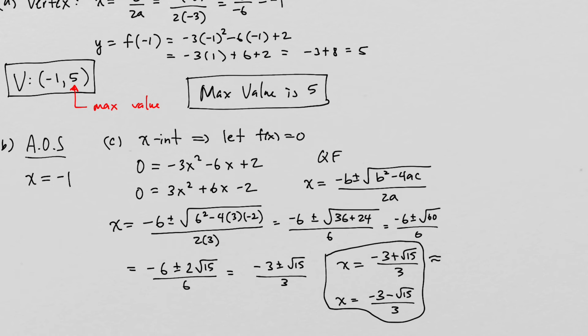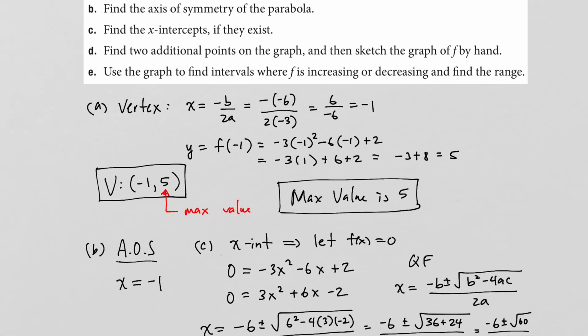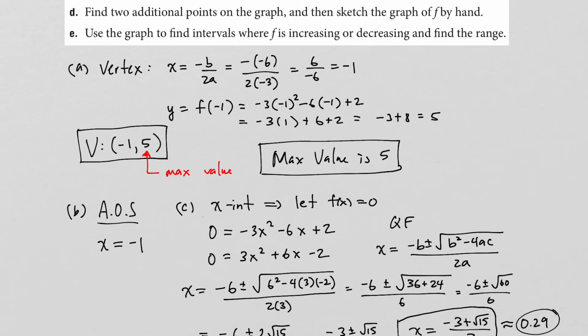And these are the values of your real zeros or your x-intercepts. And then you could also approximate these values, which is kind of useful if you're going to be doing a graph. So let's go ahead and get the approximations to those. And when we do that, we get approximately 0.29 and negative 2.29. And again, we'll come back to that. Let's go ahead and do the next part, part D. Find two additional points on the graph and then sketch the graph by hand.